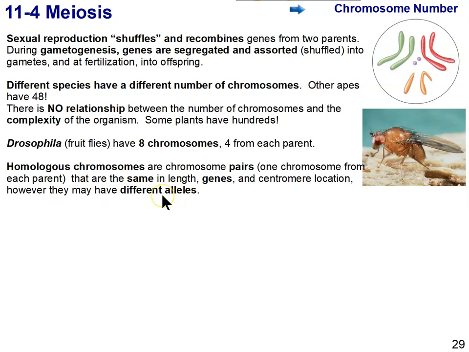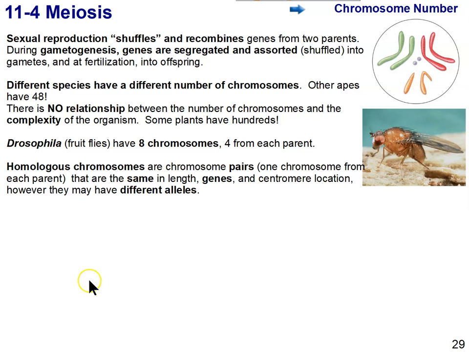But they can have different alleles. So even though they have the same genes, they can have different alleles. They may have the same alleles, but they can have different alleles. That's how you get homozygous dominants and homozygous recessives and heterozygotes, depending on which alleles are on those 2 chromosomes.